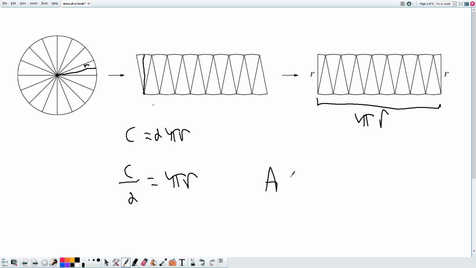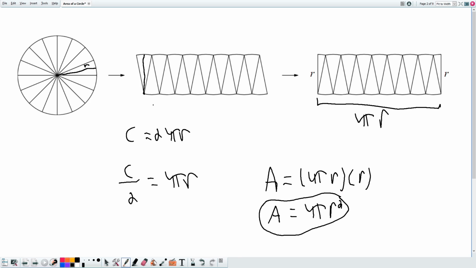So to find the area, well, this is a rectangular shape, so that means base times height, and our base is pi r, and our height is just r, so we can simplify this. r times r is r squared, so we have pi r squared as our formula for area.